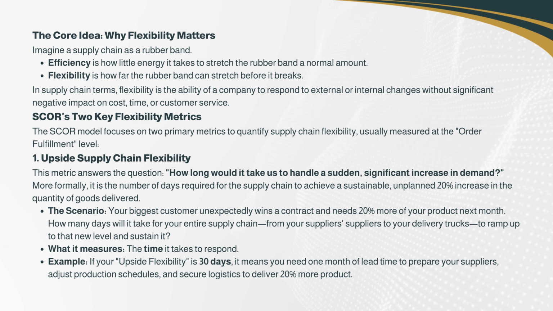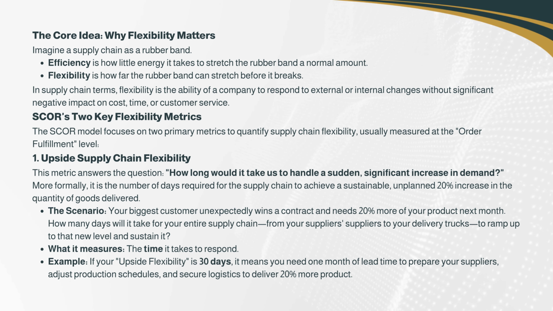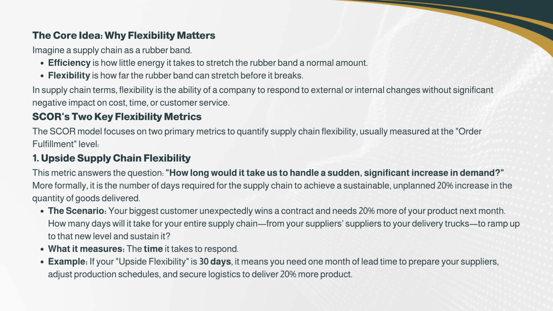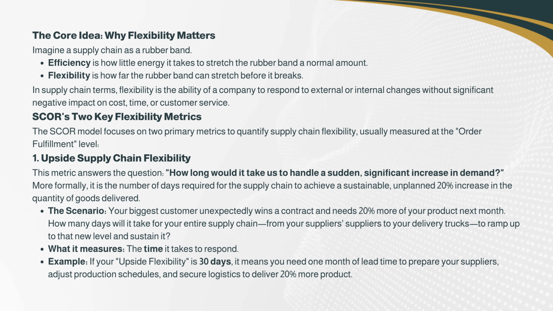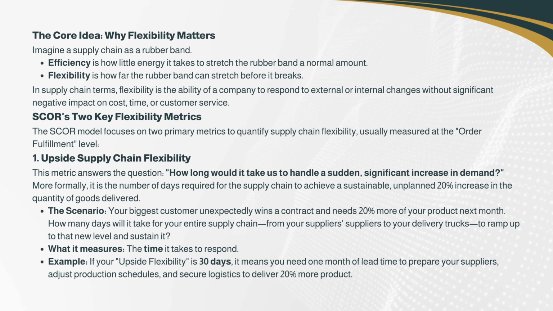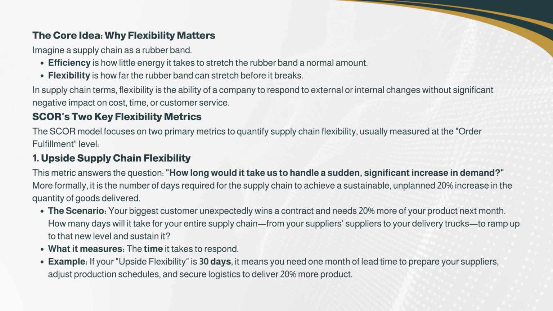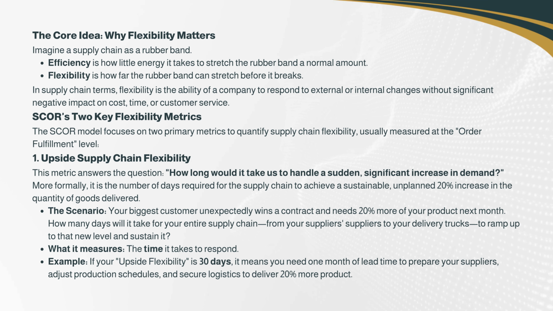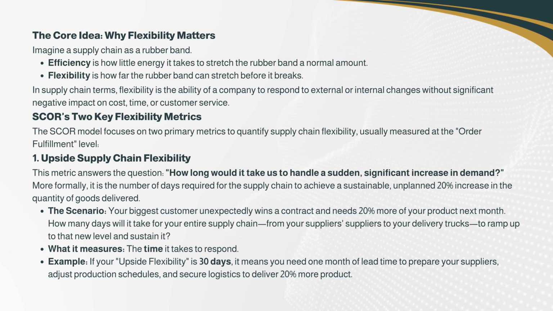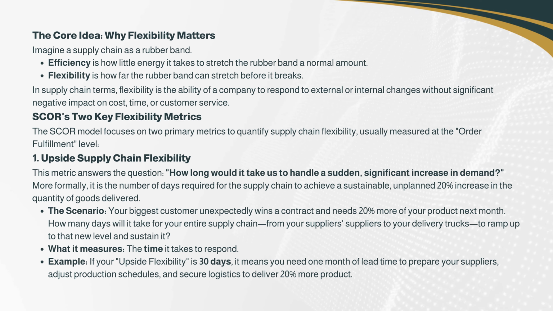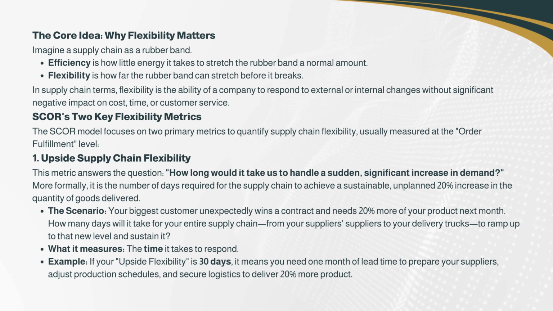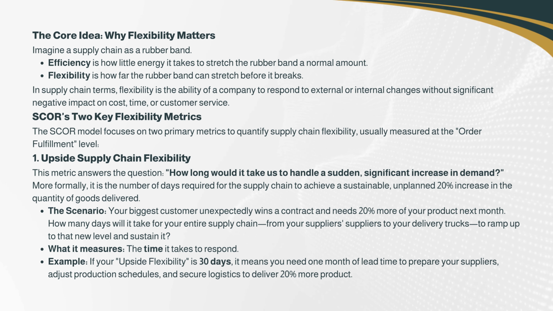The scenario: your biggest customer unexpectedly wins a contract and needs 20% more of your product next month. How many days will it take for your entire supply chain, from your supplier's suppliers to your delivery trucks, to ramp up to that new level and sustain it? What it measures: the time it takes to respond. Example: if your upside flexibility is 30 days, it means you need 1 month of lead time to prepare your suppliers, adjust production schedules, and secure logistics to deliver 20% more product.